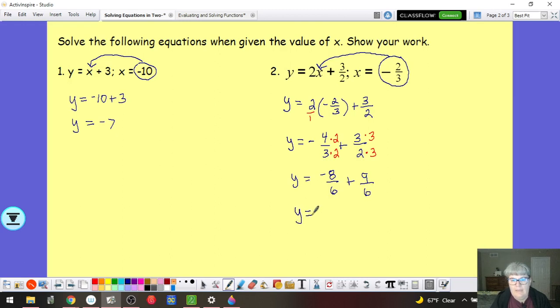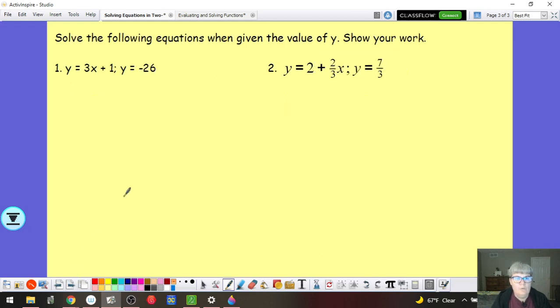And when you're adding, you combine the numerators, so negative 8 plus 9 is 1/6. You leave the denominator the way it is. You do not combine them. So that's pretty straightforward when you know what x is.